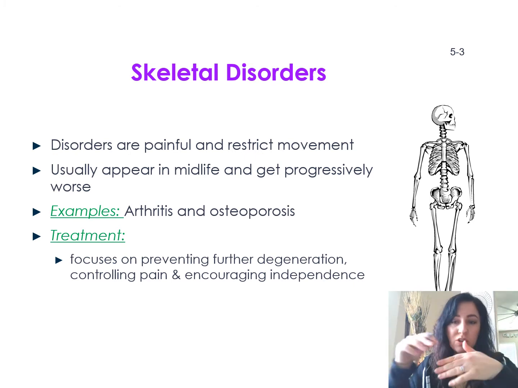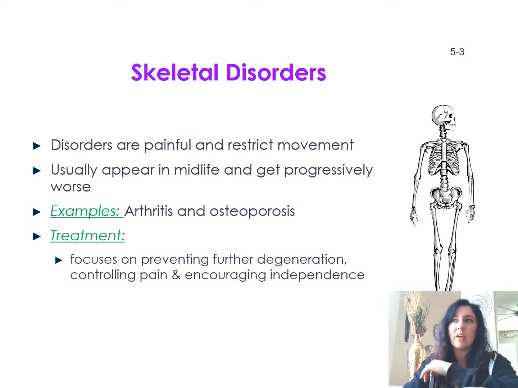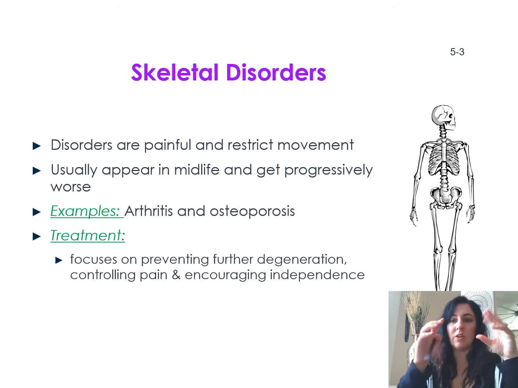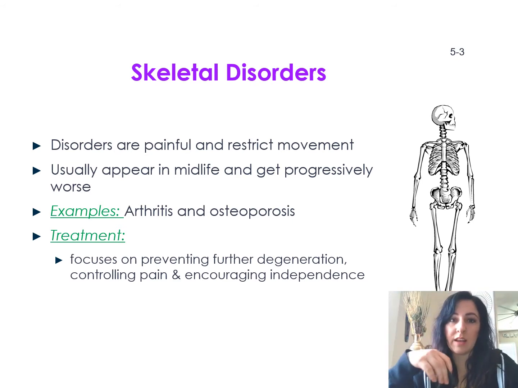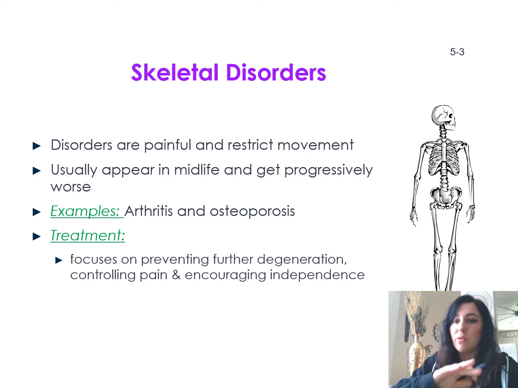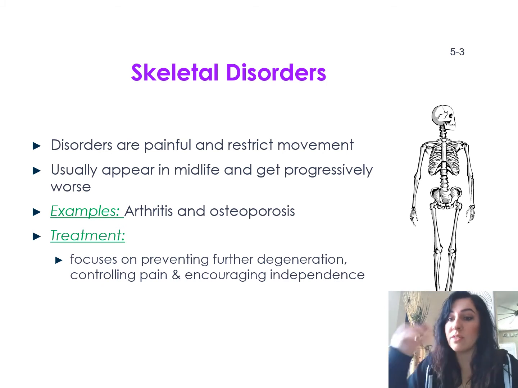Okay, and typically she'll go through episodes where her hands and everything just hurt so much, like her elbows, usually, and her wrist bones, and a lot of the joints that she has hurt really bad. So this is fairly common in older adults, especially when they're much older, because this probably started in midlife and progressively got worse. So by the time you're in your 60s, 70s, it gets pretty bad. So some treatment for this might be focusing on preventing further degeneration and controlling the pain and encouraging independence.